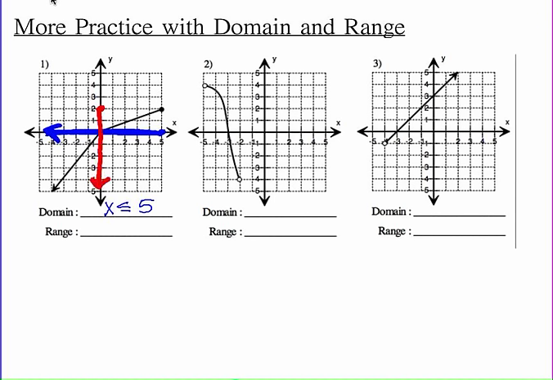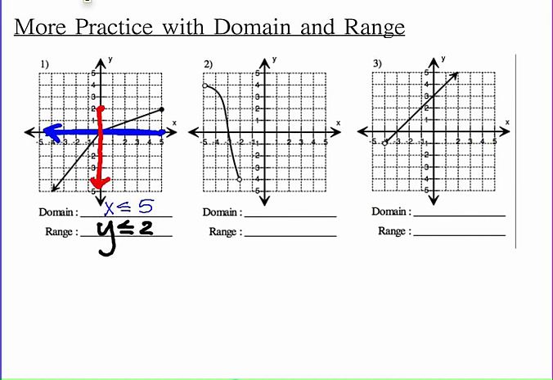So if I'm looking at my range, I know that it's anything that's less than or equal to 2 because this is a closed circle. So y in this case is less than or equal to 2, any of the values that are less than or equal to 2. So that would mean my domain and my range.